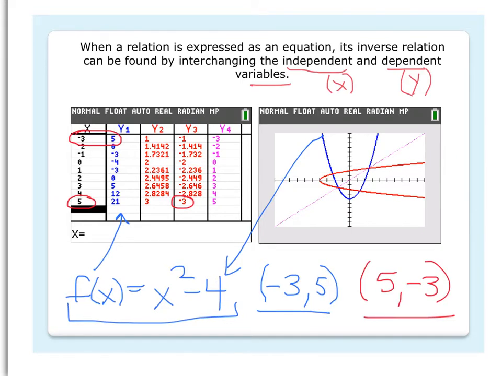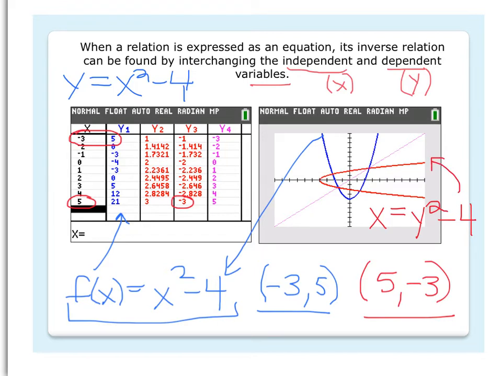Now, another way to write f of x is, instead of using f of x equals x squared minus 4, we could say y equals x squared minus 4. And then we know that the inverse equation is just switching x and y in the equation. So my inverse equation here in red would be x equals y squared minus 4. That's the equation for the graph in red.